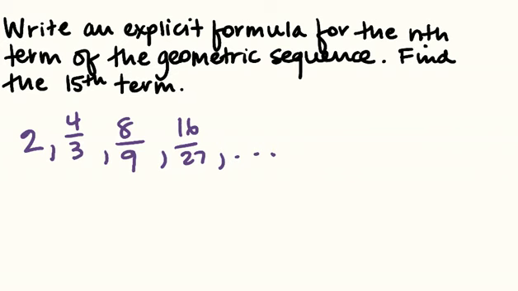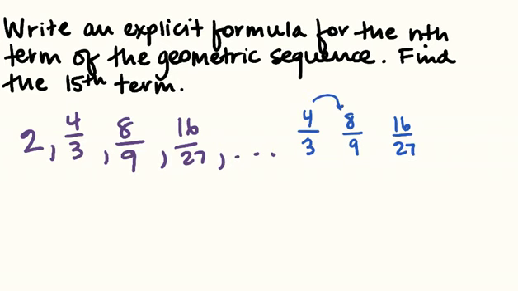So you think, what do I multiply 2 by to get 4/3? Maybe it's not entirely obvious. And when you've got the fractions, though, and you know it's a geometric sequence, one thing you can do is you can kind of just look at the fractions and look at the top and the bottom separately. So you've got 4/3, you've got 8/9, and you've got 16/27.